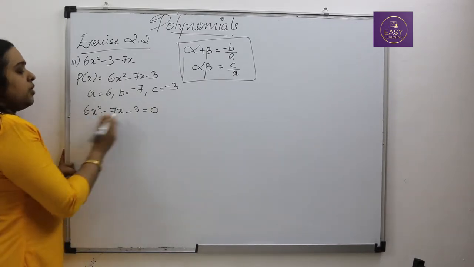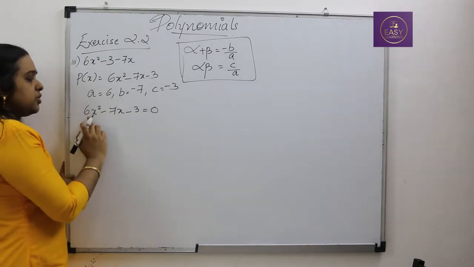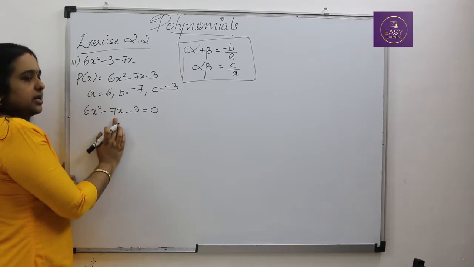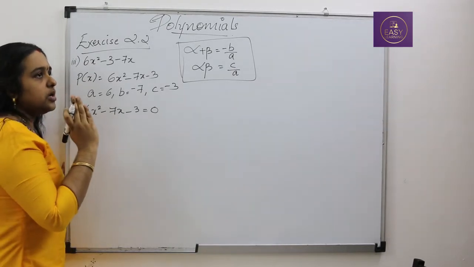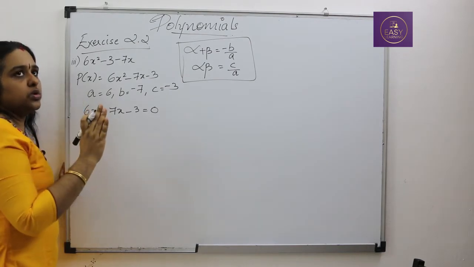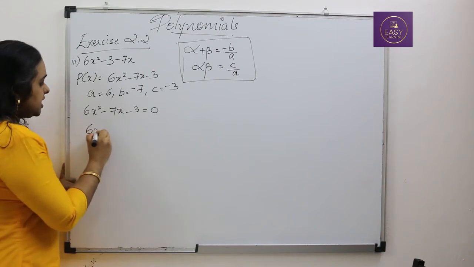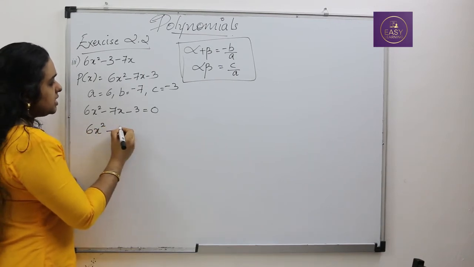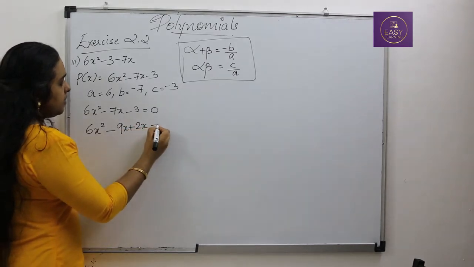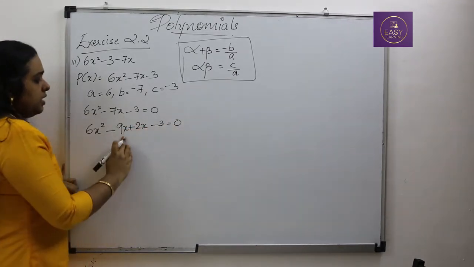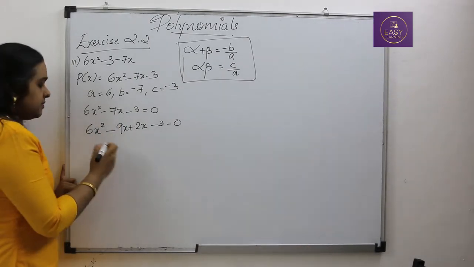Next, this is a quadratic polynomial and you know how to solve. The product must be 6 into 3, 18, and the sum must be 7. Okay, 18 and 7. Then think about the two numbers, 9 and 2. 9 into 2 is 18 and 9 minus 2 is 7. Okay, then 6x square minus 9x plus 2x minus 3 equals 0. Minus 9 plus 2 is minus 7. 9 into 2 is 18.